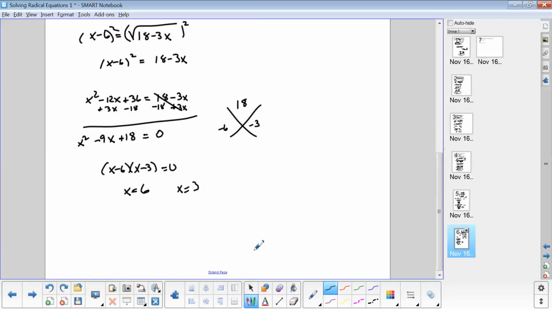So we want to check that. If I substitute a 6 back into this original, 6 minus 6 is 0. 6 times 3 is 18. 18 minus 18 is 0. Square root of 0 is 0. This one is a solution. Now 3. 3 minus 6 is negative 3. 3 times 3 is 9. 18 minus 9 is 9. And the square root of 9 would be 3. This does not check. This would be an extraneous solution.